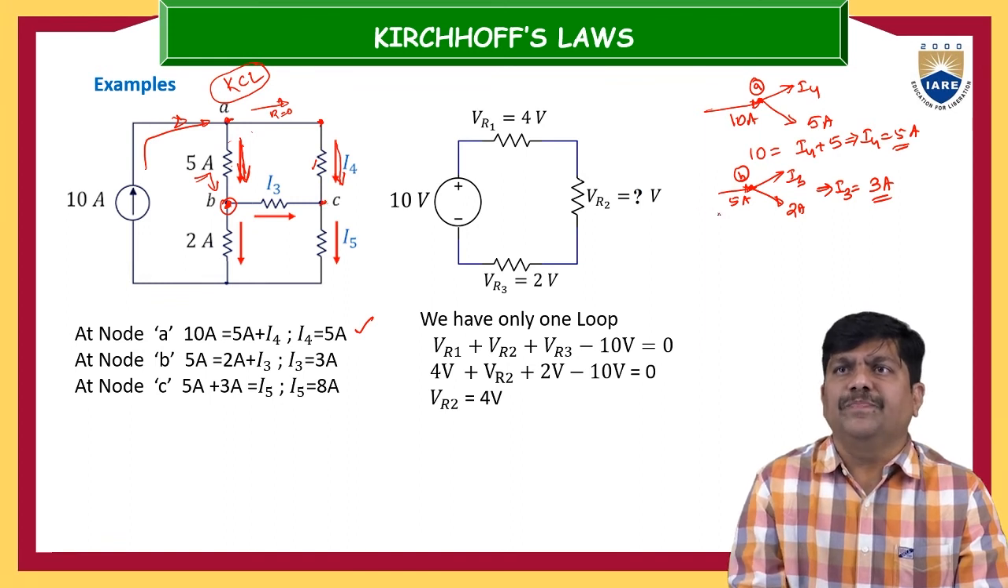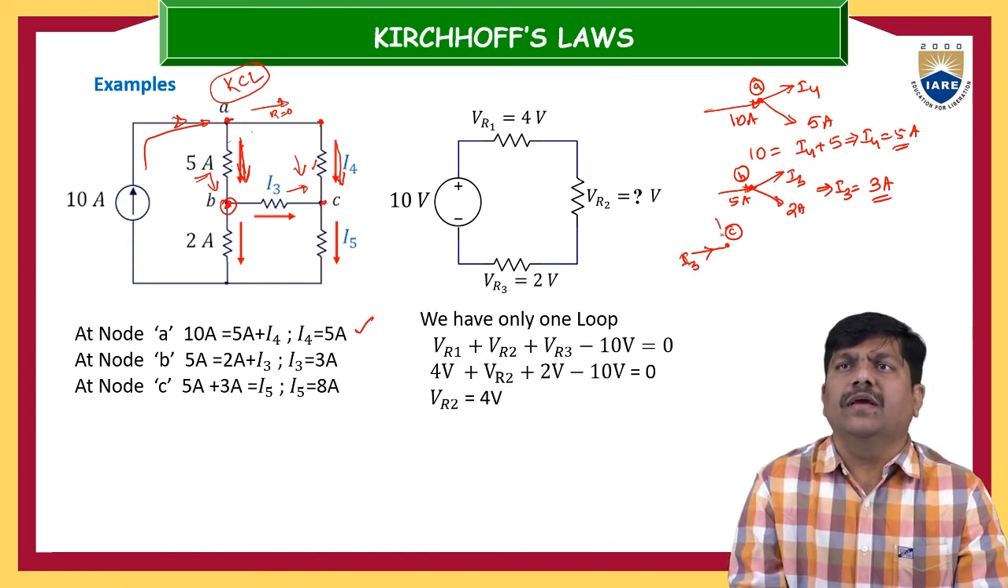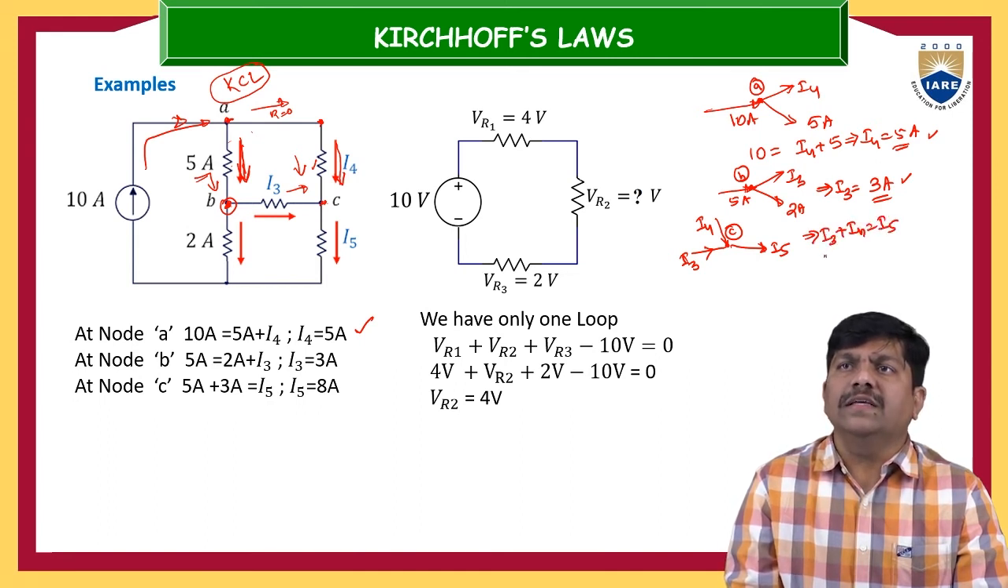Now with respect to C, this is the node C. How many incoming and outgoing branches? There are two incoming branches. This is one and this is the other. So one current is I3, this is also incoming, and one current is I4, and only one outgoing current, that is I5. So already you have calculated I4 and I3. So incoming current I3 plus I4 is I5. So I3 is 3 amps plus I4 is 5 amps. So I5 is 8 amps of current.